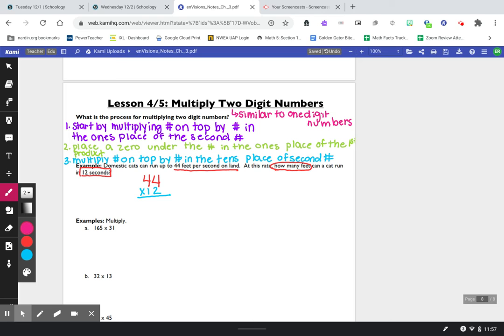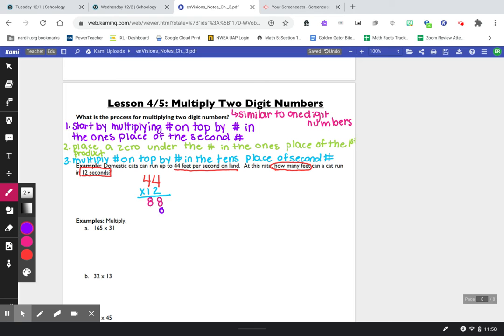So number 1 says start by multiplying the number on top by the number in the ones place. So my number in the ones place right now is 2. I'm going to say 2 times 4 is 8. And then I do 2 times 4 is 8. So we just did 44 times 2. Now I need to place a 0 under the ones place of the product that I got right now. And I'm going to now do 1 or 10 times 44.